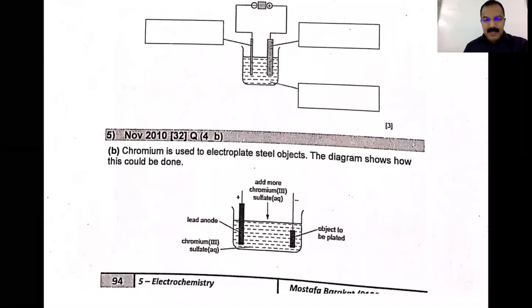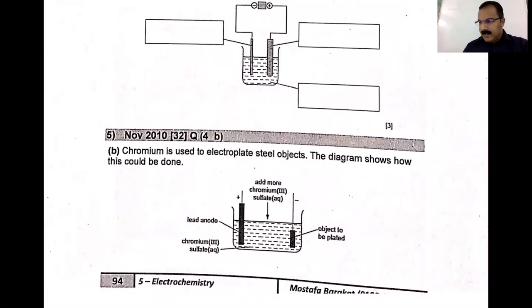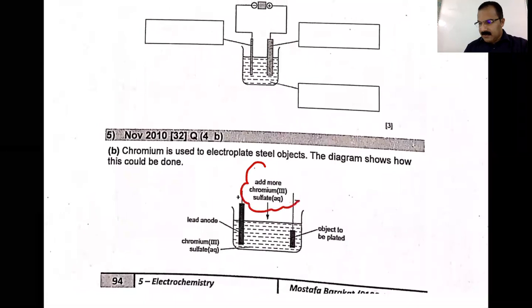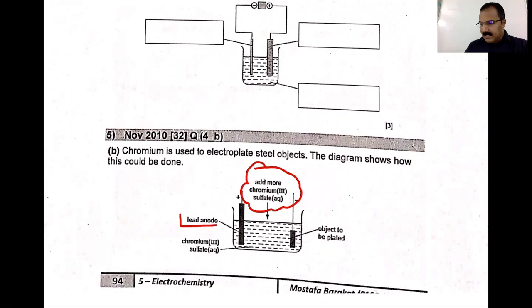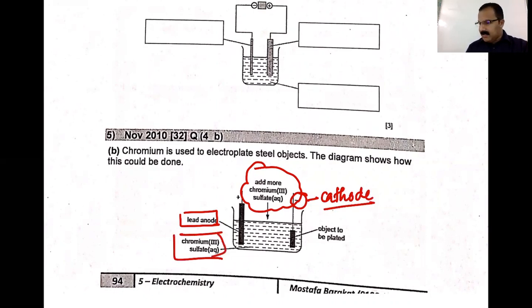Chromium is used to electroplate steel objects. The diagram shows how it could be done. It's something different. Add more chromium 3 sulfate, they show from the top, and the anode is lead, chromium is plated. All right. The object to be plated is always taken at the cathode. You can see this is the negative cathode because metal ions are getting deposited at the cathode. That is why the object has to be placed at the cathode. All right, and the solution has chromium sulfate.